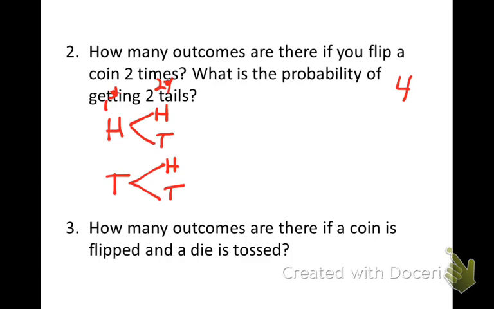Now, what is the probability of getting 2 tails? Well, I follow the branches: heads, heads; heads, tails; tails, heads; tails, tails. So there's only one way out of 4, so my probability would be 1 out of 4.